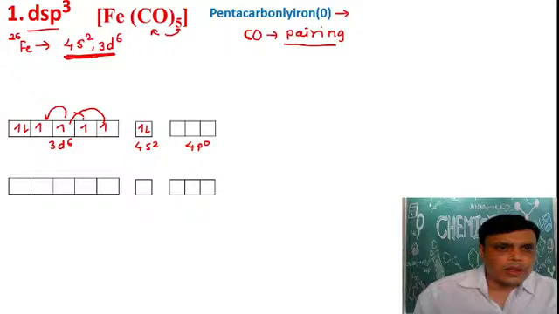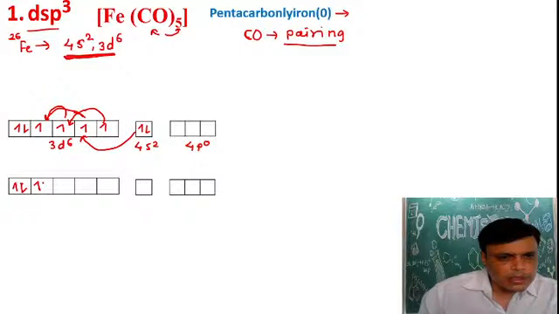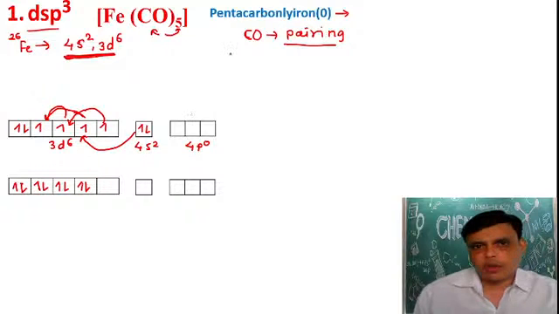So I will write here. 1, 2, here pairing will take place. Then here also pairing will take place, and in this fourth d orbital the 4s2 electrons will go. So pairing of the electrons will take place. What will happen? The pairing of electrons will take place here, due to the presence of carbon monoxide, which is a strong ligand.